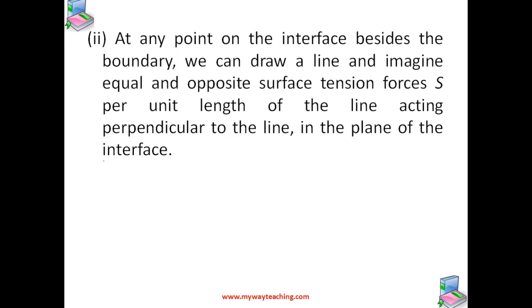The second point is that at any point on the interface besides the boundary, we can draw a line and imagine equal and opposite surface tension forces S per unit length of the line acting perpendicular to the line in the plane of the interface. So the line is in equilibrium. To be more specific, imagine a line of atoms or molecules at the surface. The atoms to the left pull the line towards them, those to the right pull it towards them, and this line of atoms is in equilibrium under tension.